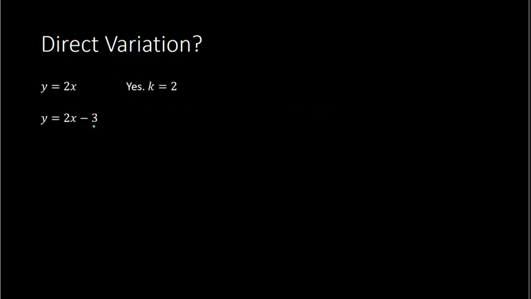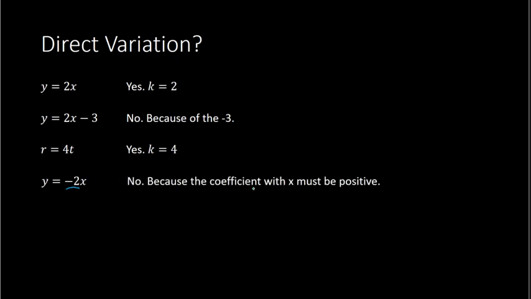Here we have y equals 2x minus 3. This is not a direct variation because of this negative 3. What about r equals 4 times t? Well, yes, because this coefficient is positive, and that would be your constant. The constant is 4. Now what if you had y equals negative 2x? This would not be a direct variation because this number in the front is a negative number. It needs to be a positive number for it to be a direct variation.